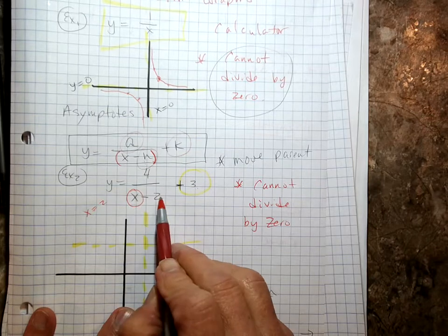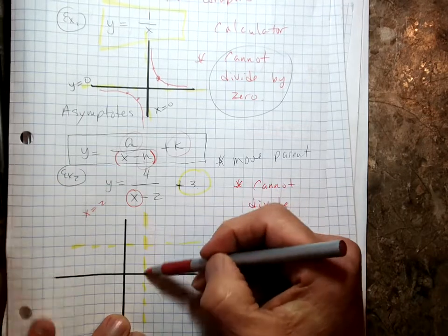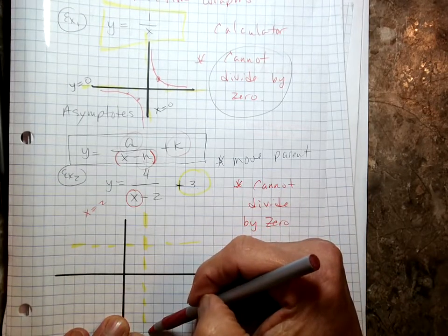2 minus 2 is 0. Bad news. X cannot be 2. Put 2 here, 2 minus 2 is 0. Can't be divided by 0, you're in trouble. So that's why we have an asymptote at 2, a vertical asymptote.